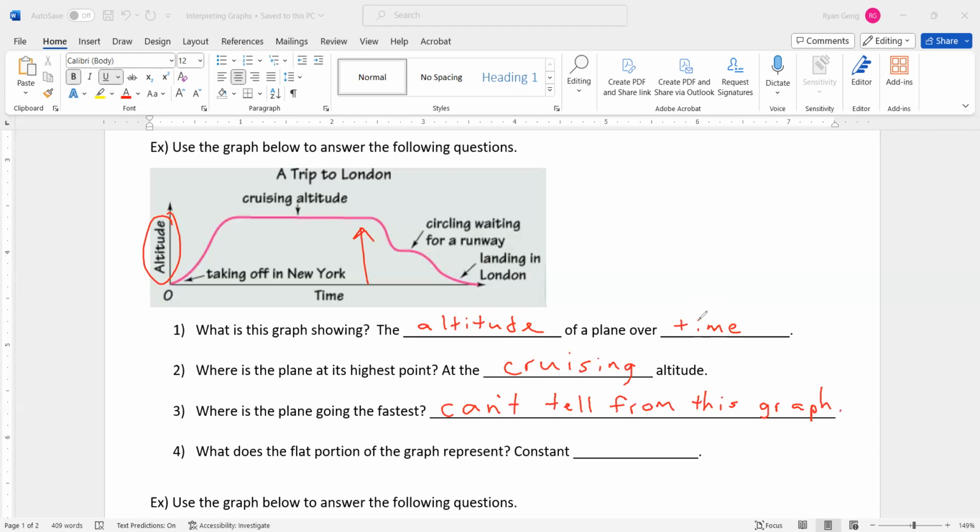What does the flat portion of the graph represent? It's a constant altitude. So they're cruising at a constant altitude, so maybe 35,000 feet, but they're also at a constant altitude right there. I think that's the only other flat spot on this graph. So that's our first example. Let's take a look at the second one.